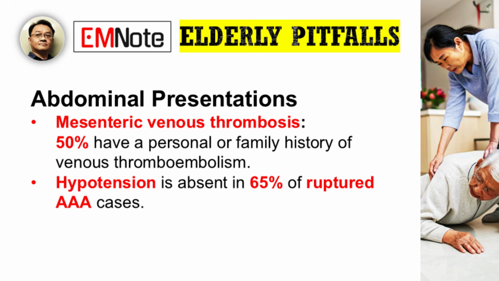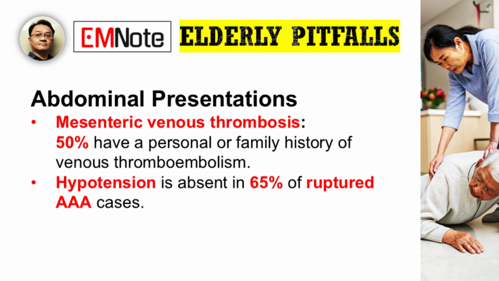Got it. And what about a ruptured AAA, abdominal aortic aneurysm? Do we always see low blood pressure, hypotension, in these elderly patients? It feels like you should. No, absolutely not. And this is critical. Hypotension is absent in 65% of ruptured AAA cases in older patients. 65% don't have low blood pressure. Correct. So if you're relying only on hypotension to make you think of ruptured AAA, you'll miss a lot of them. Delaying the diagnosis can be fatal.